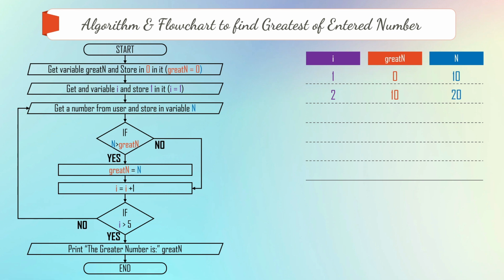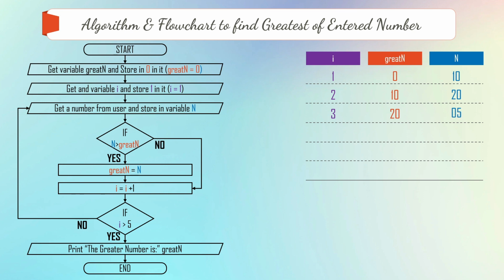Suppose the user enters 20. The value of greatN will become 20 because of the condition here: if N is greater than greatN, 20 is greater than 10, yes. So greatN will have the new number 20 now. I will be incremented by 1, so I becomes 3. The condition will be checked: is I greater than 5? Is 3 greater than 5? No. It will again come here and ask the user for a new number.